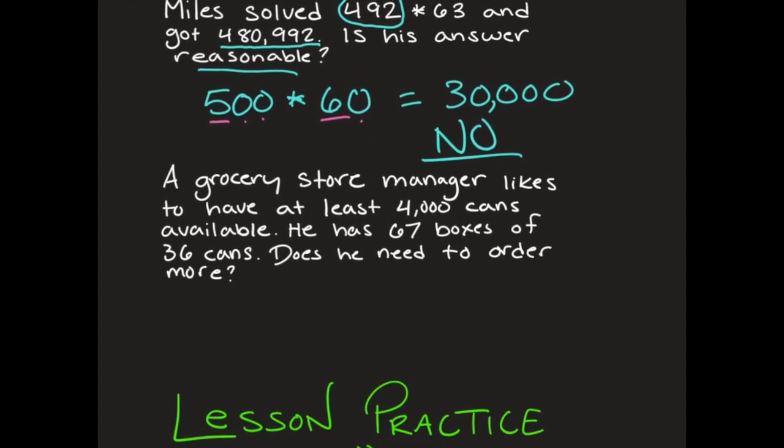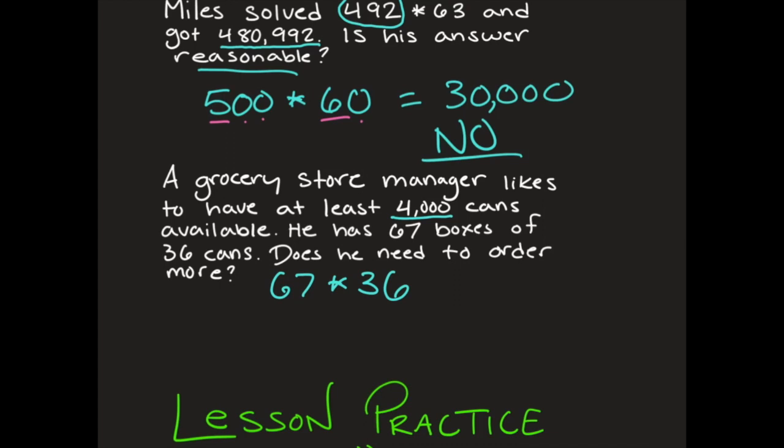Okay, the next one. A grocery store manager likes to have at least 4,000 cans available. I'm going to underline that so I remember that number. He has 67 boxes of 36 cans. Does he need to order more? Our problem that we need to do first is 67 times 36. We need to find a good estimate for this problem so that we can decide.